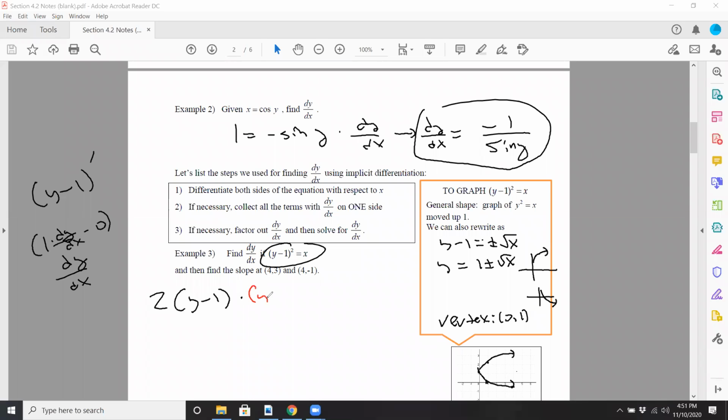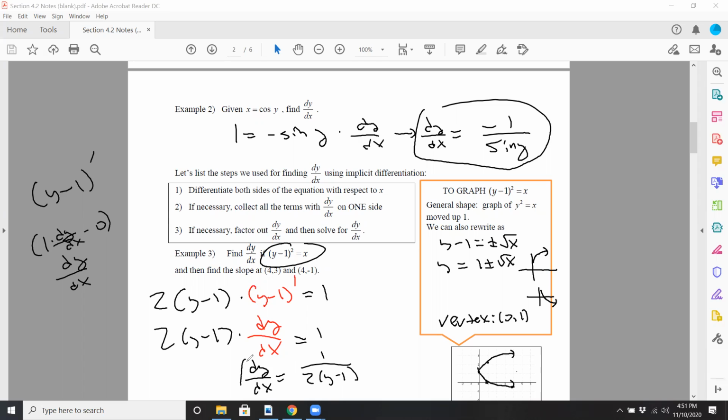So again, chain rule, but that's really going to be 2 parentheses y minus 1 times dy dx. And we'll do that in red again for color coordination. On the other side, that's just easy. That's just plain old 1. Remember, you don't have to write times dx, but it's redundant. Just say 1 straight up. And again, our goal is to isolate dy dx. So dy dx is 1 over 2 parentheses y minus 1.